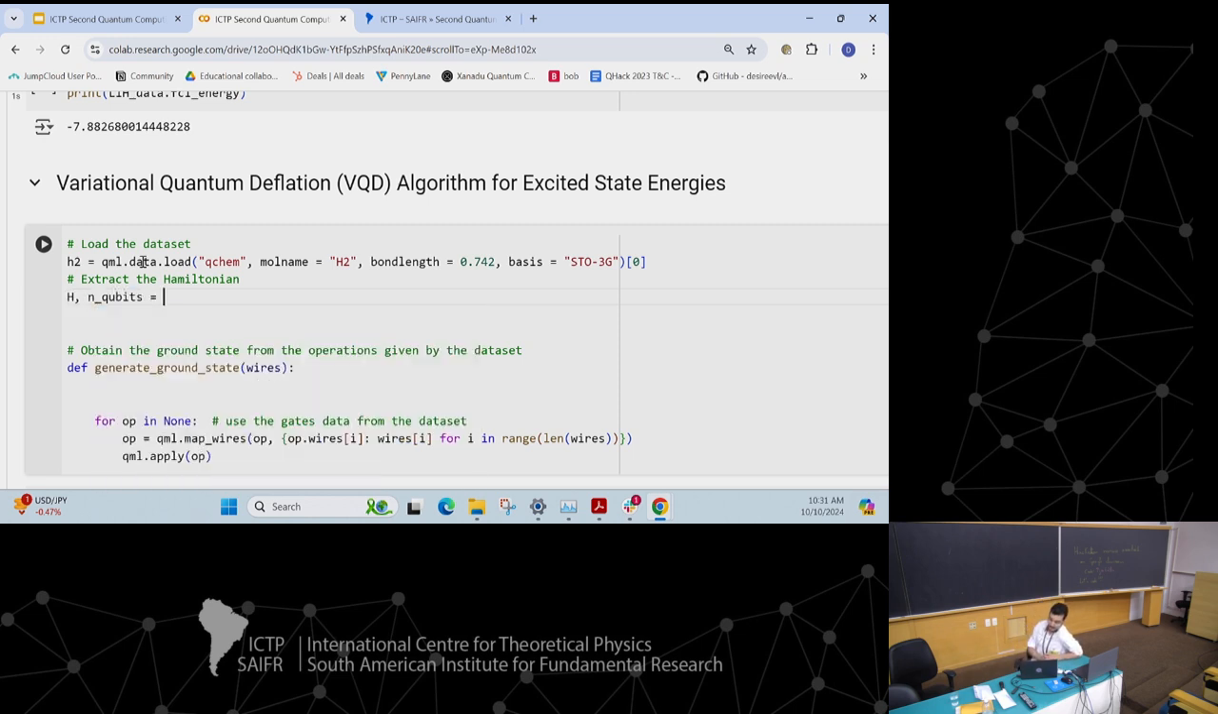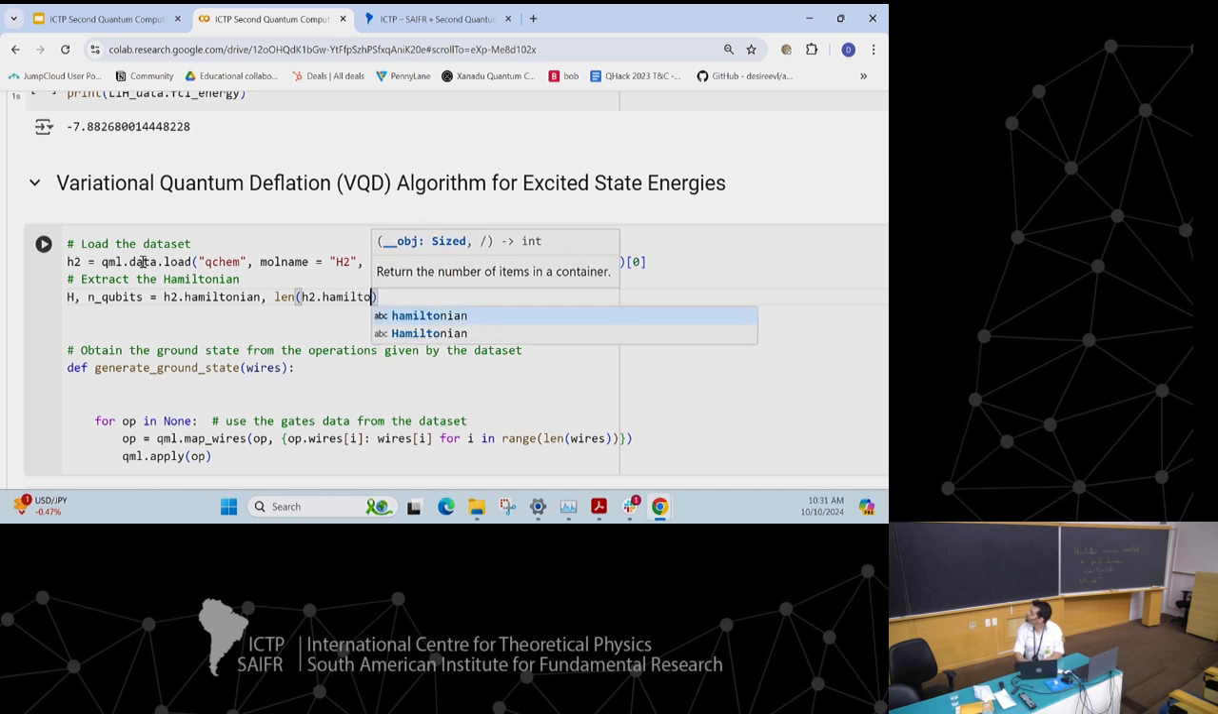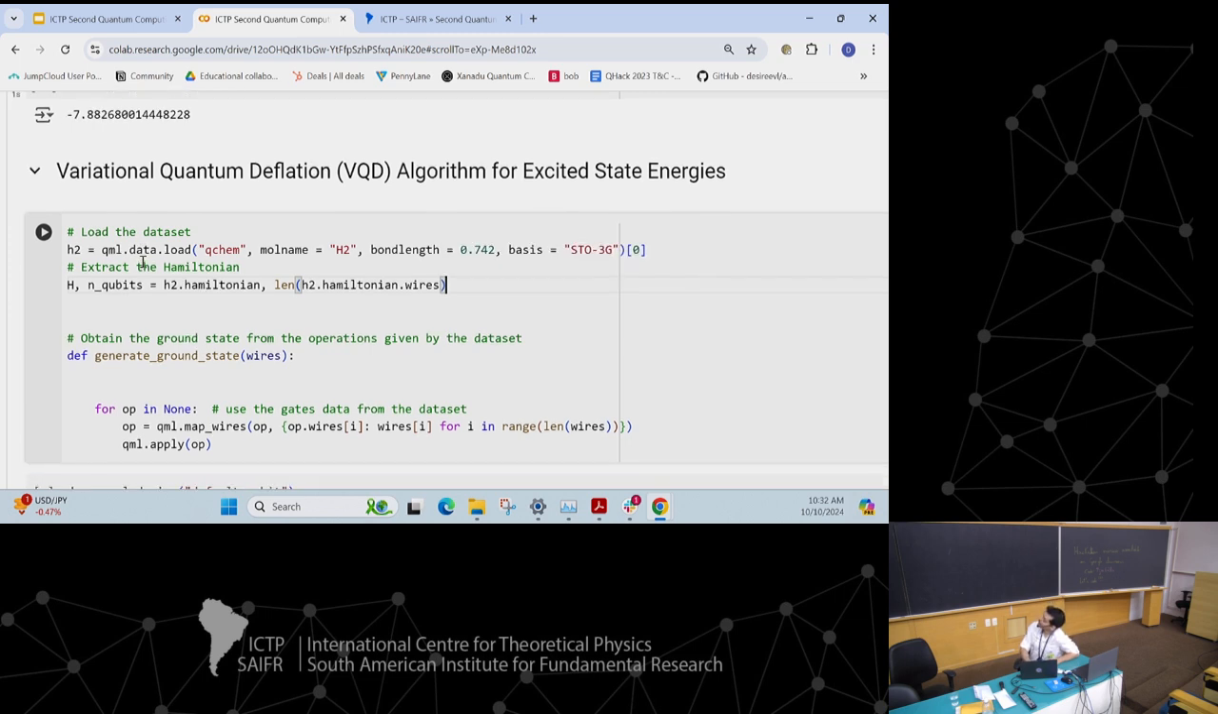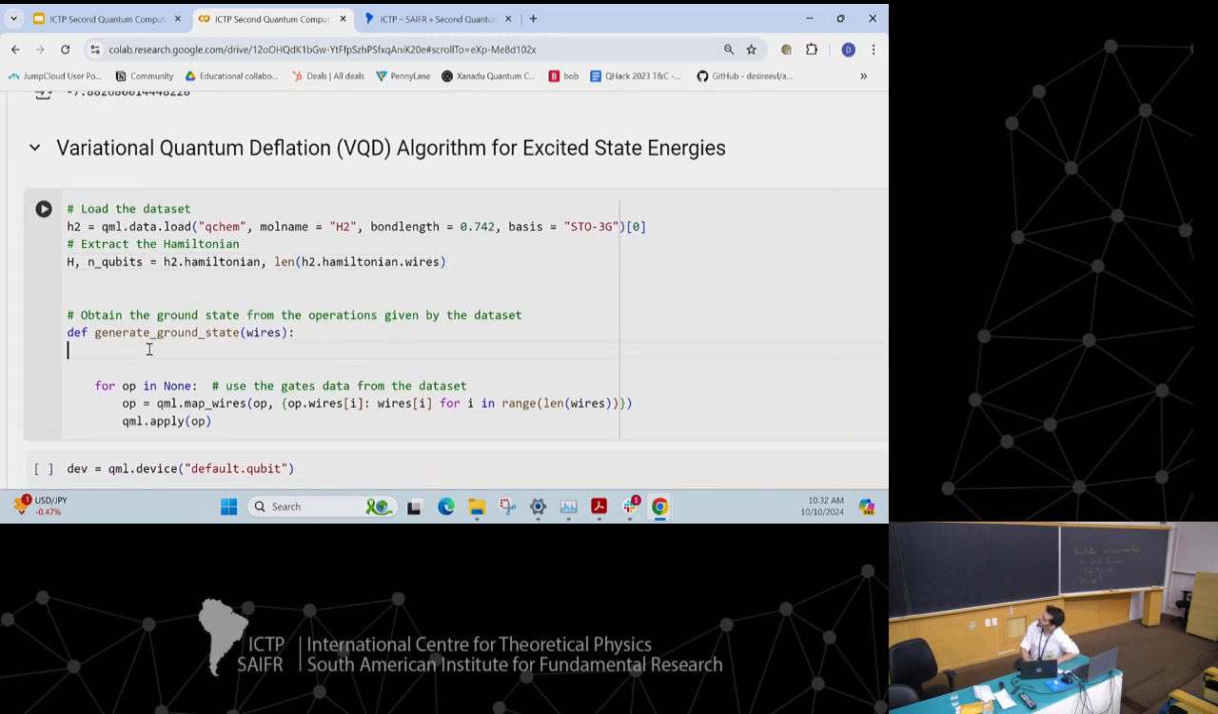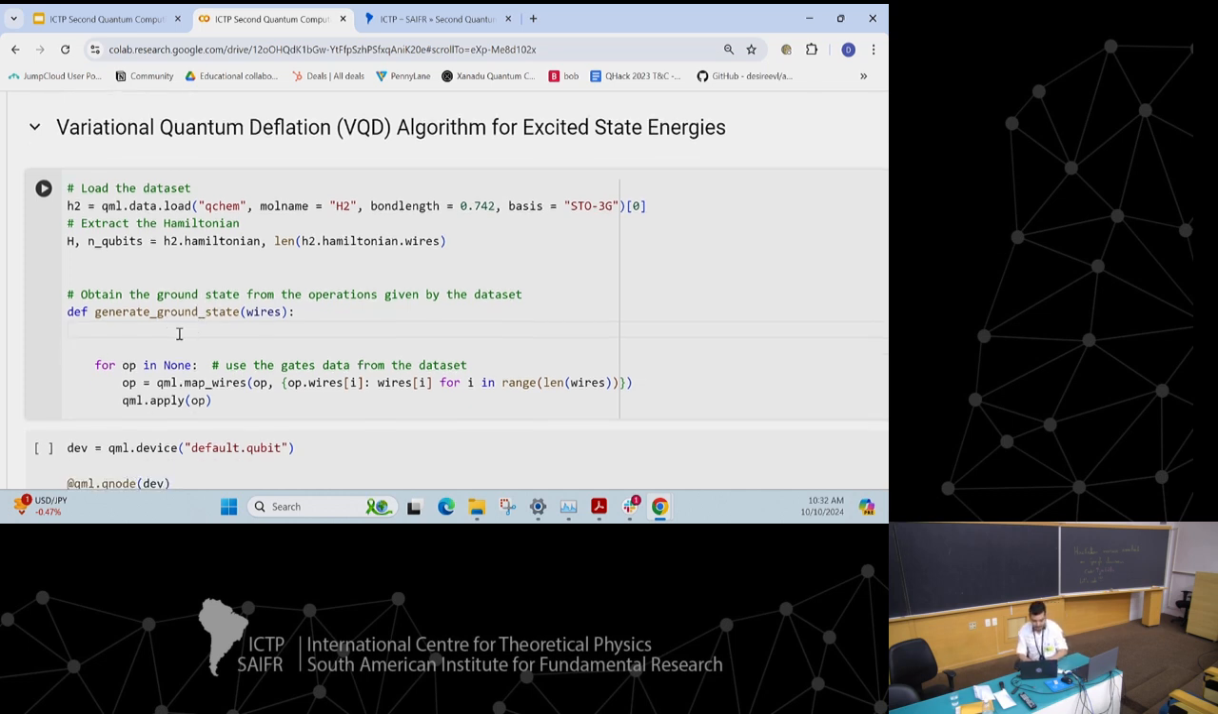Okay, and then from there, we want to extract the Hamiltonian and the number of qubits that we need. We need the number of qubits to know how many qubits we're going to have in the device. So from the data set, we're going to obtain our ground state. So everything's already optimized for us.